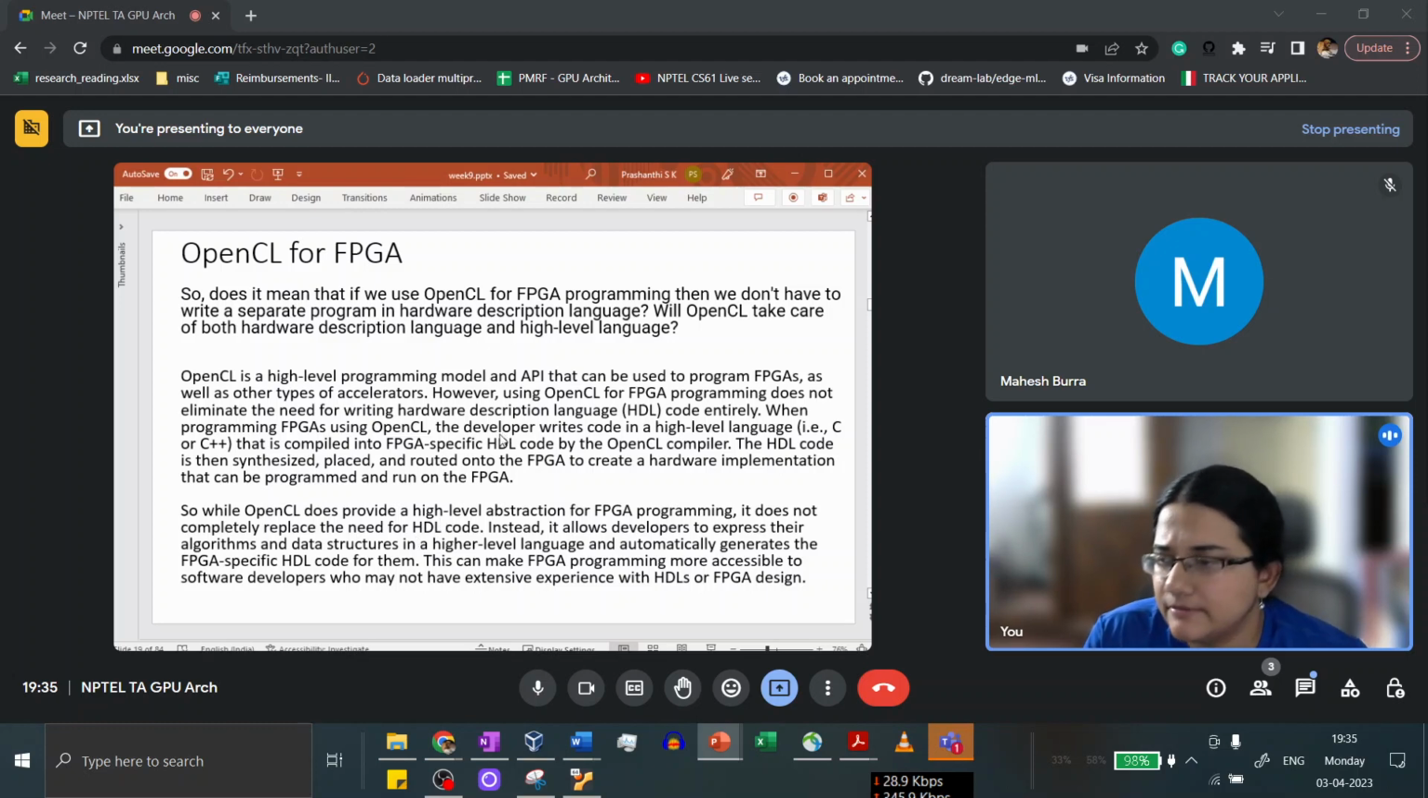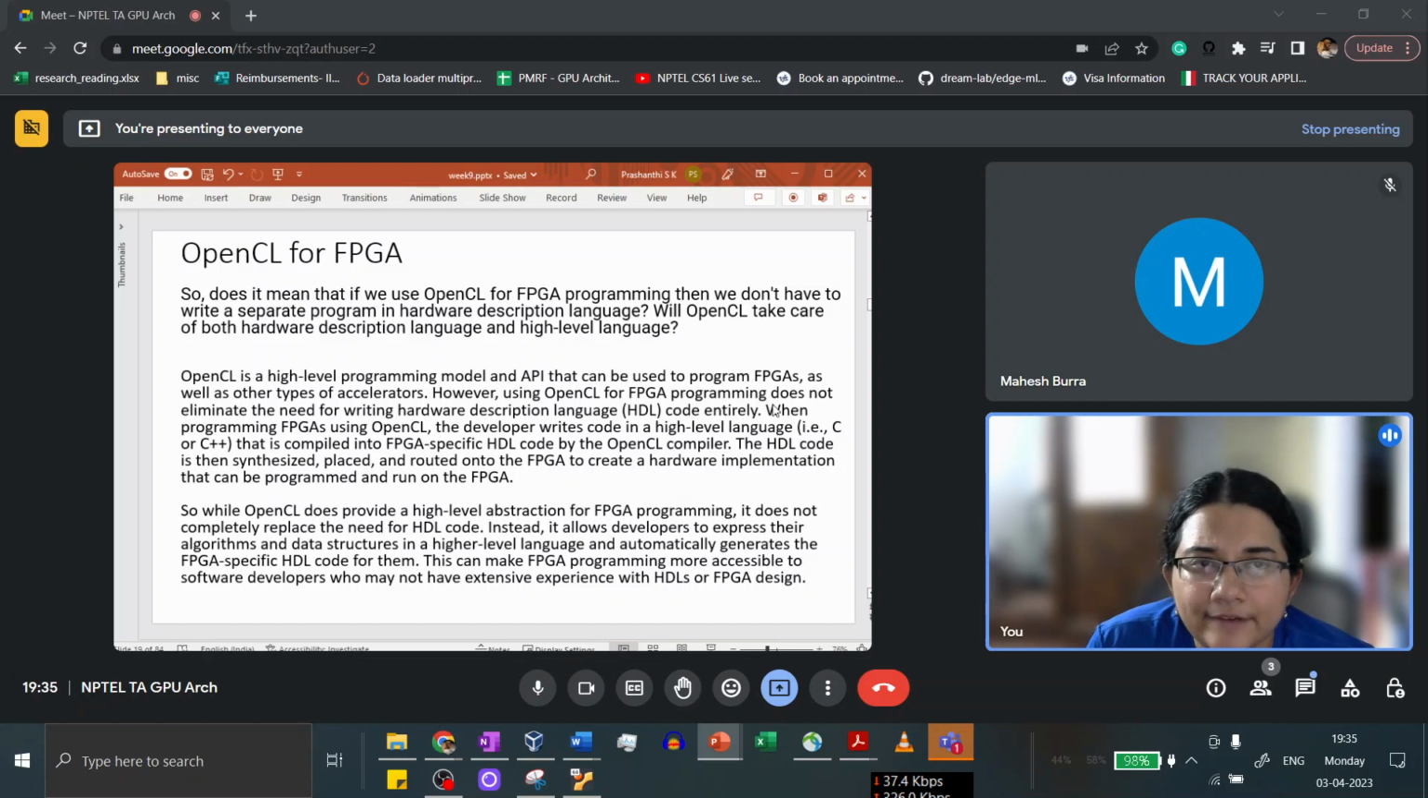Right, here's one more question. I think this is the last one. So this one says, if we use OpenCL for FPGA programming, then we don't have to write a separate program in HDL or hardware description language. Will OpenCL take care of both HDL and high level language? So again, we have a one line definition about OpenCL, that's fine.